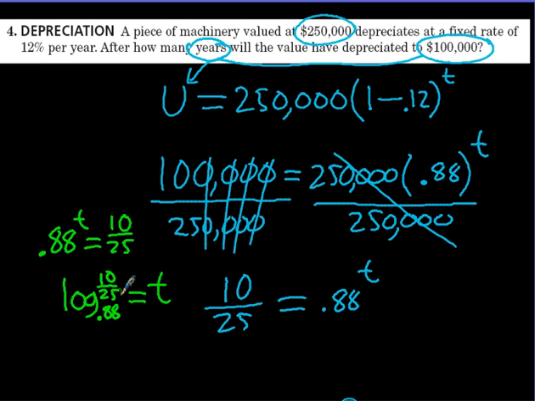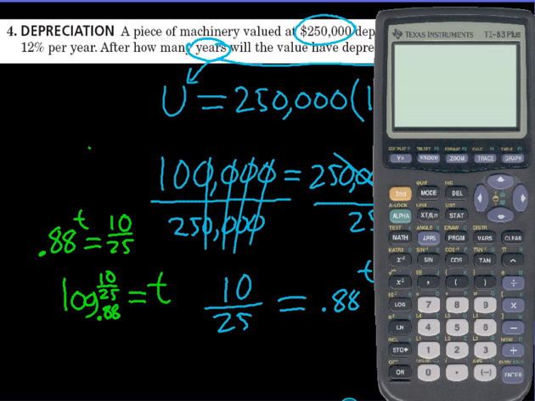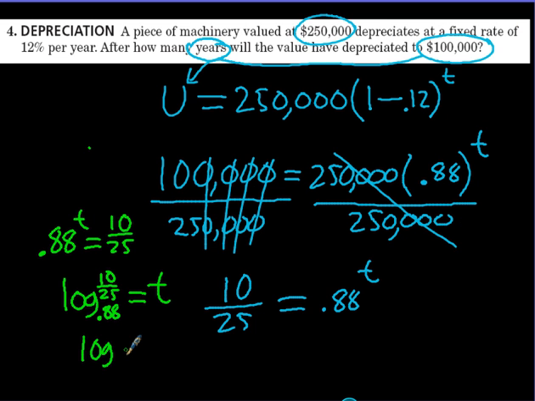Okay, so that looks like a lot. I've got a decimal and a fraction. So what? It really doesn't matter. Calculator doesn't care. You shouldn't either, right? So let's take a look at what we're going to do on the calculator. So now I'm going to go ahead and put it in. It's going to be the log of 10 over 25 divided by the log of 0.88.